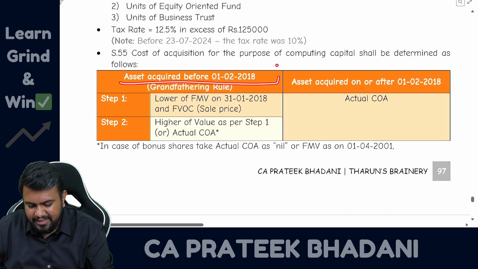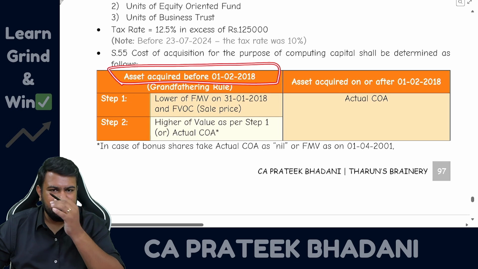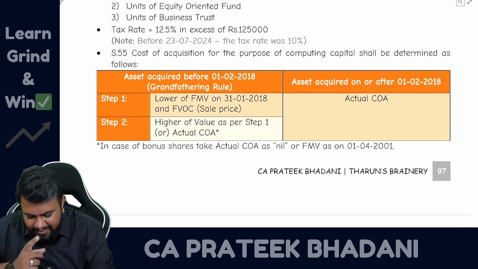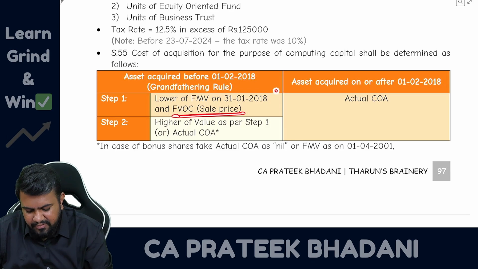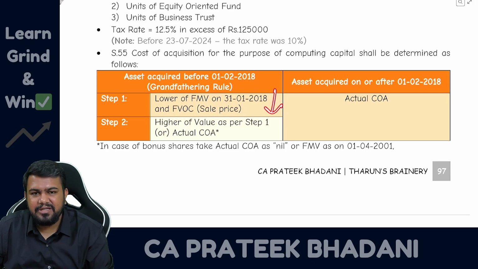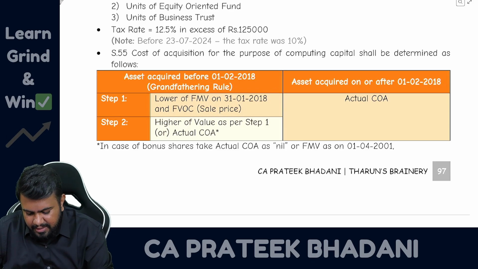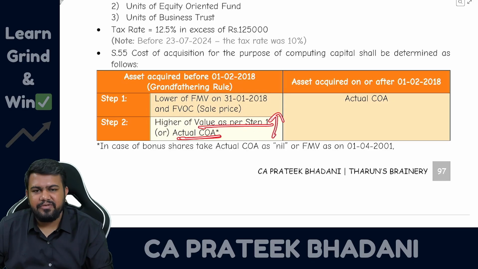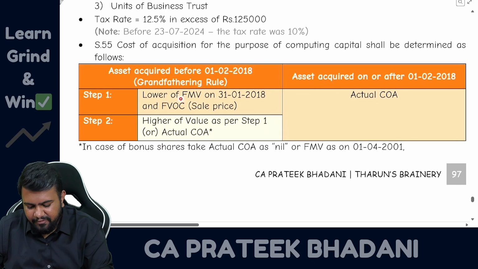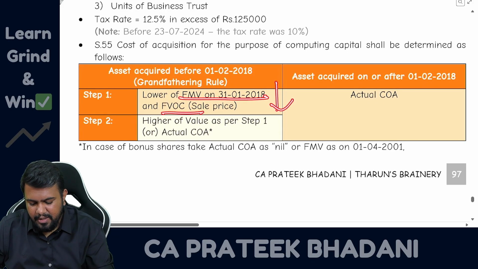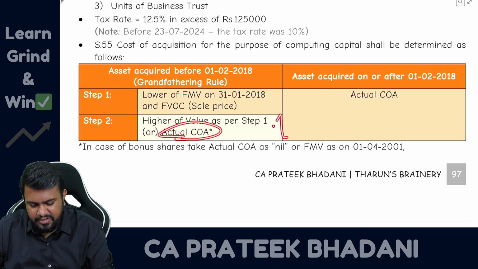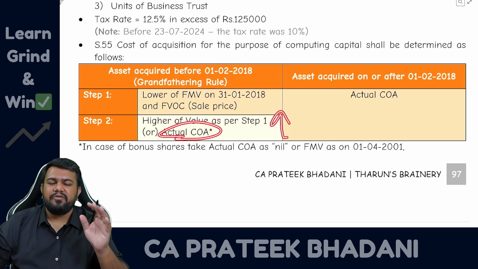What you have to do is see whether the asset is acquired before 1/2/2018. In such a case, take the fair market value as on 31/1/2018 and the full value of consideration, whichever is lower. That is step 1. Then take the value as per step 1 or the actual cost of acquisition, whichever is higher. So you take the fair market value or full value of consideration, whichever is lower, and that lower value or actual cost, whichever is higher, will be taken as the cost of acquisition.